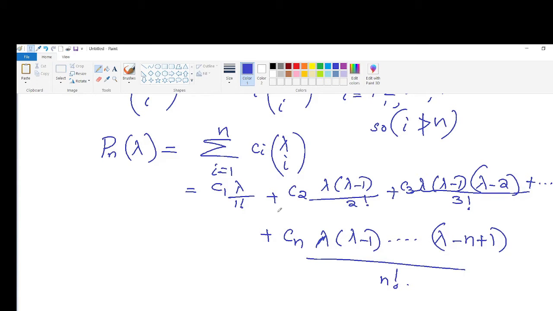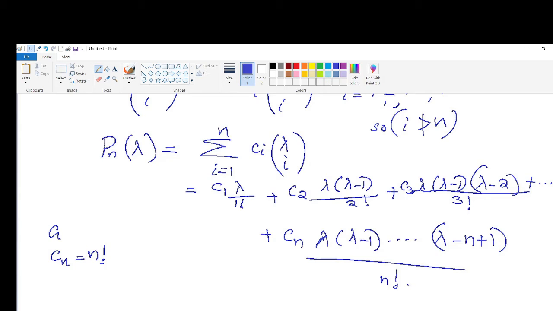Now how to calculate C1, C2 up to Cn? Actually Ci is the different ways of properly coloring G using exactly i different colors. Now if G is a graph with n vertices and we can color that graph G with n colors, then in this graph Cn is equal to n factorial. Cn is the different ways of properly coloring G using exactly n different colors.